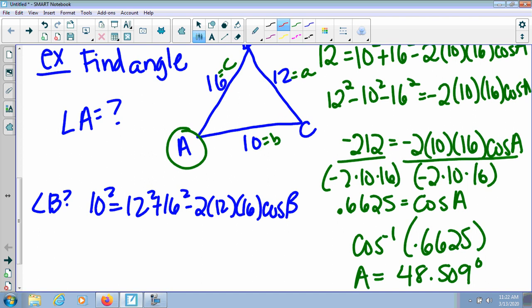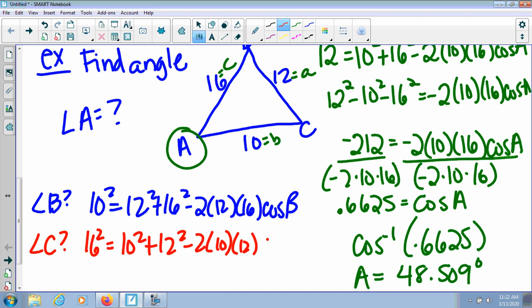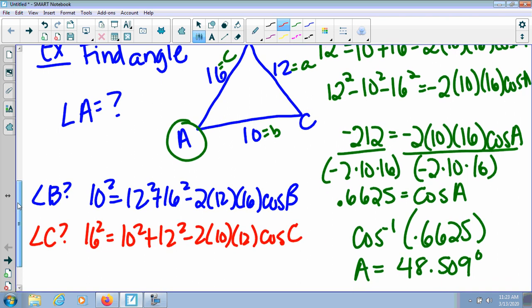And in the same way, if you're looking for angle C, you could probably figure it out by now. The one across from angle C is 16, so that's what's going to have to be by itself on the other side. So 16 squared is 10 squared plus 12 squared minus 2 times 10 times 12 times cosine of C. And you solve it just the way that we solved the one right above. Okay? Just a little thing that helps some people.